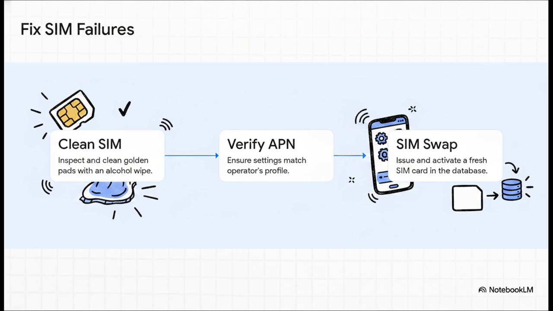If you've done all that, you've checked the network logs, and the phone still shows no service, well, that chip is likely dead. Time for a SIM swap. Just execute a database swap, hand them a fresh, activated card, and boom, they are back online instantly. Absolutely zero tower visits required.